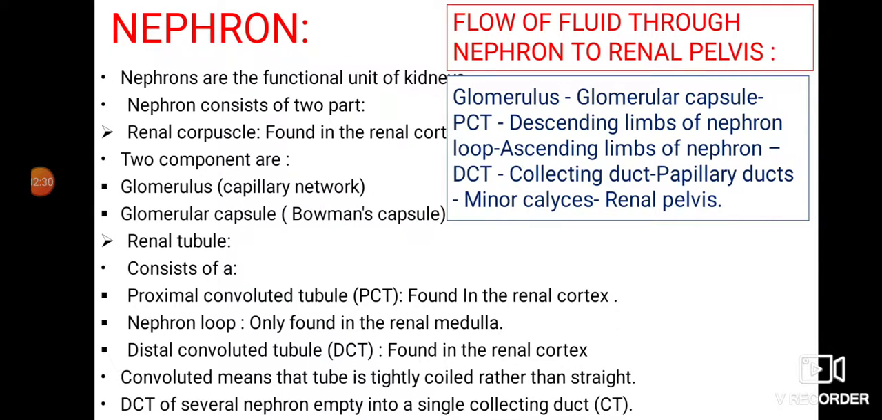The collecting duct drains the urine and fluid into the papillary duct. The papillary duct drains the fluid into the major and minor calyxes. Minor calyxes drain the fluid into the renal pelvis, and after that the renal pelvis drains the fluid into the ureter, and the ureter drains the urine into the urinary bladder.